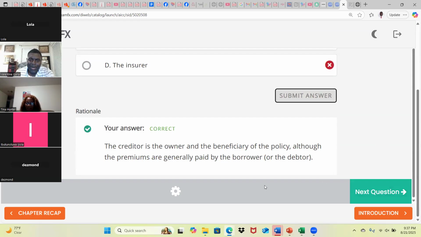Time is going. The answer says the creditor is the owner and the beneficiary of the policy, although the premiums are generally paid by the borrower or the debtor. All right. Good knowledge.